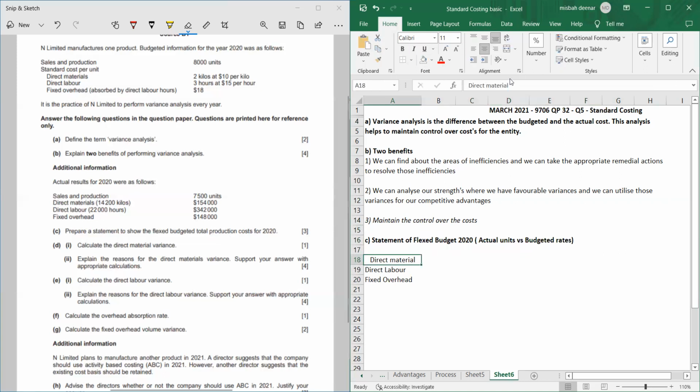So direct material: 7500 units multiplied by, if you can see here, 2 kgs into $10 per kg equals $150.